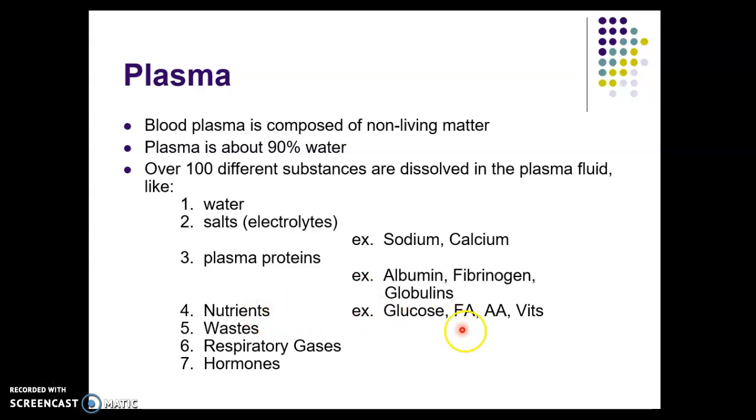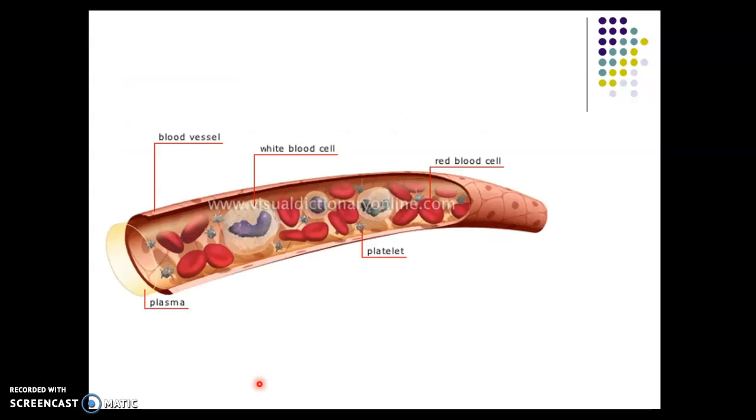Nutrients like glucose, fatty acids, amino acids, different vitamins, wastes, nitrogenous wastes, respiratory gases, so that would be oxygen and carbon dioxide, and then hormones. Hormones are carried throughout the bloodstream as well, specifically in plasma.